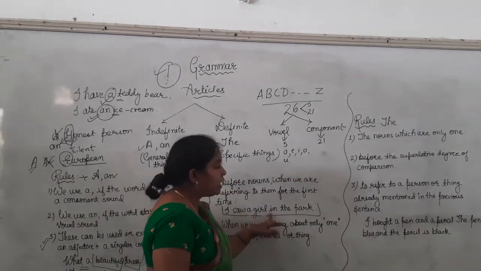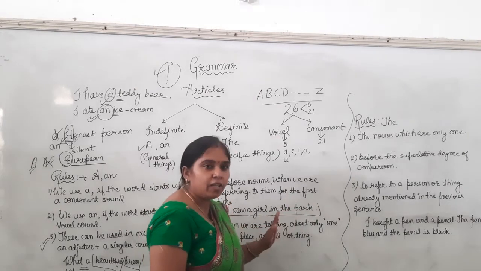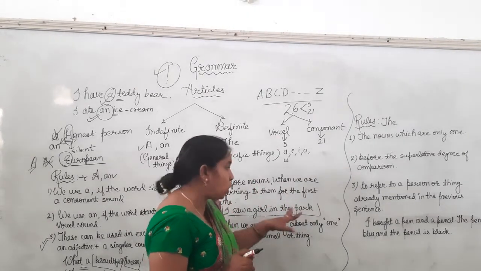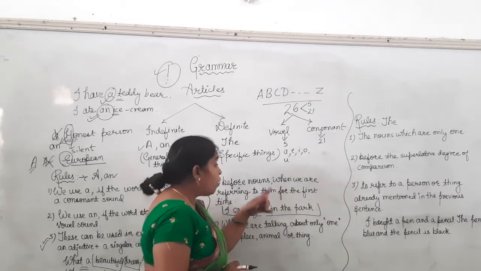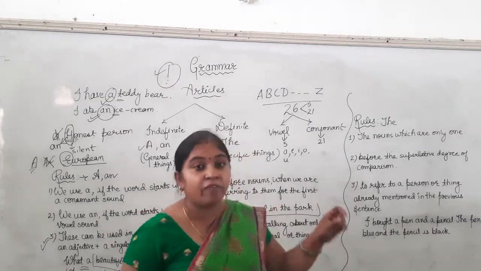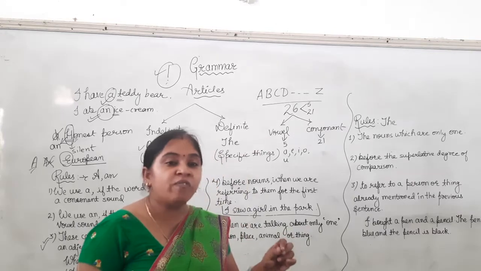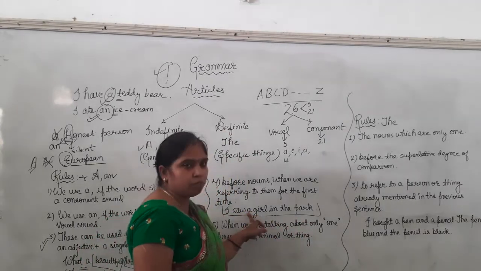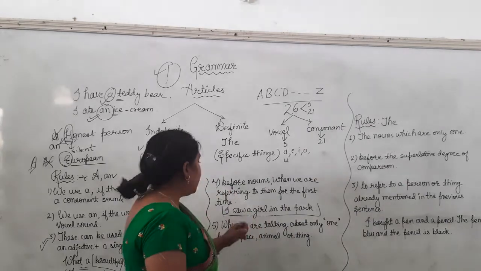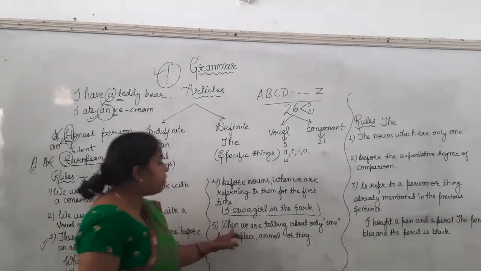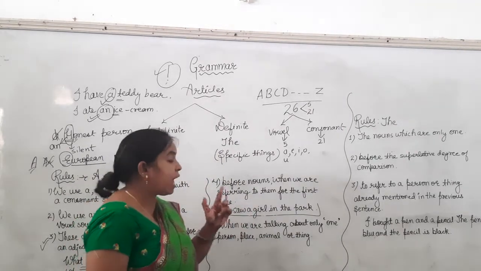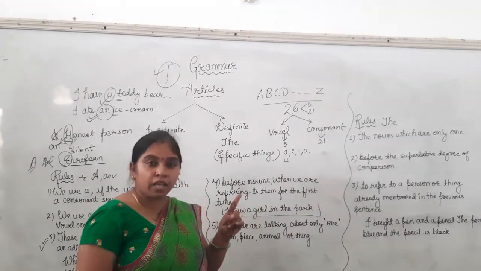Okay, I saw a girl in the park. The girl was playing with her friends. The girl was eating something. So in this paragraph, this rule says that when we are talking about a person for the first time, that time "a" will come.